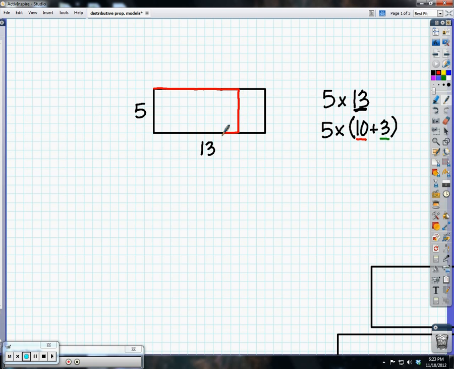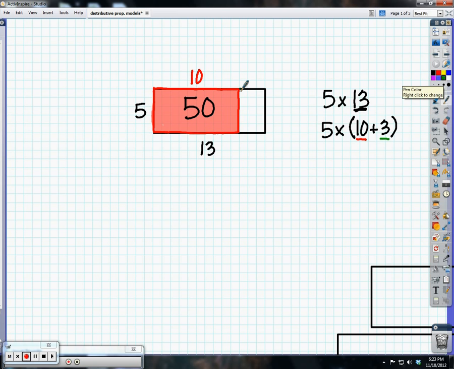This is going to be the larger of the two rectangles. So 10 times 5 is going to be 50. So that is going to be the area of this larger rectangle. So its area is 50 square units.